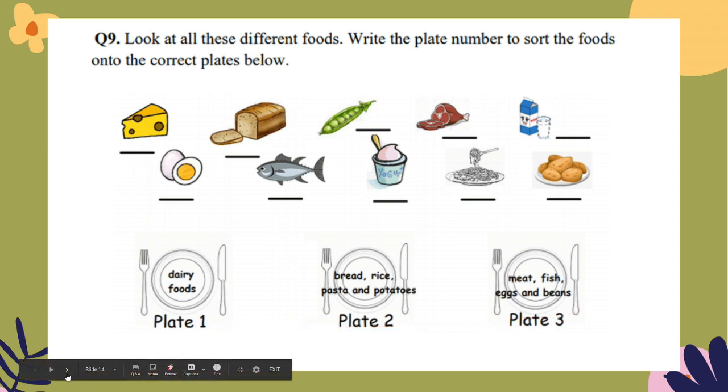Now, let's find first all the dairy foods. We will write 1, okay? An example here is the cheese, milk, and yogurt. Plate 2 are the bread, rice, pasta, and potatoes. Plate number 2 is this bread and this pasta, and also these potatoes. What about plate 3? Beans, meat, eggs, and fish belong to plate 3. Now double check your work, and I hope you answered all the questions correctly.